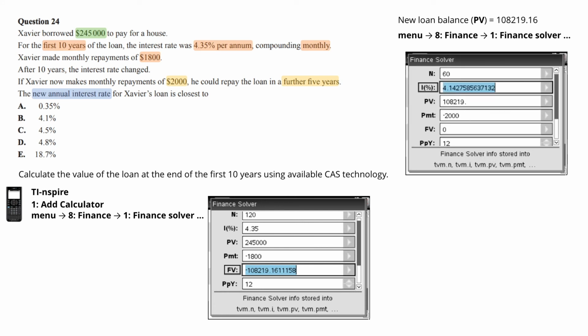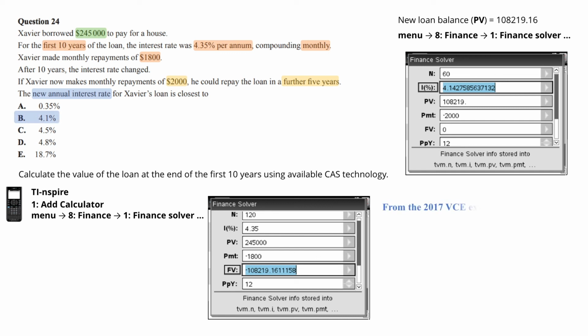We are going to use again menu, Finance and Finance Solver to calculate the new interest rate. Notice that N equals 60, which is 5 times 12, because the loan is going to be paid in full in the next 5 years. The principal value is 108,219. The repayments are $2,000 a month, and the future value, because it is going to be paid in full, is going to be 0. Payment periods and compounding periods are still 12, so the interest rate is now 4.14, which is closest to option B, 4.1%.